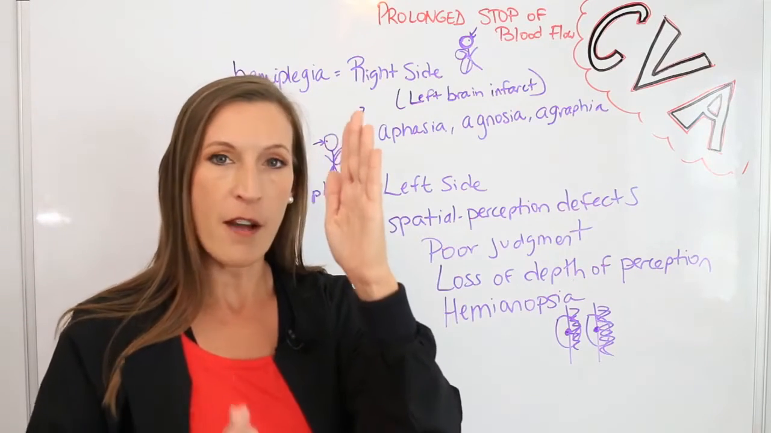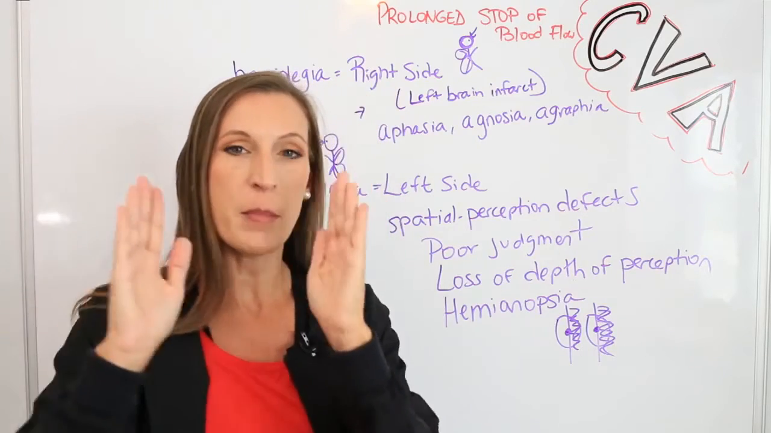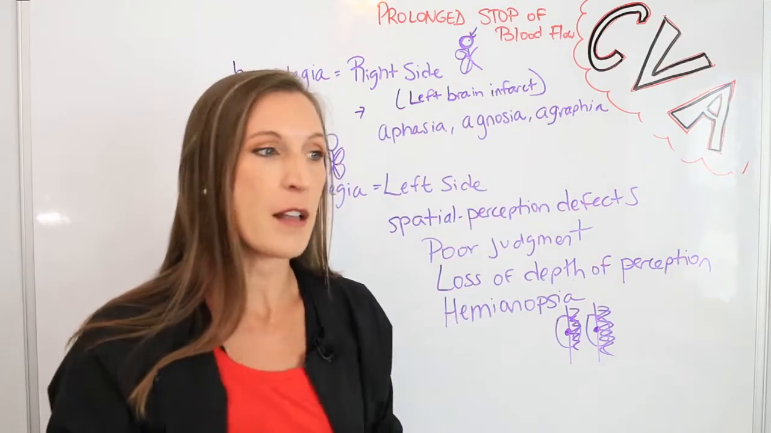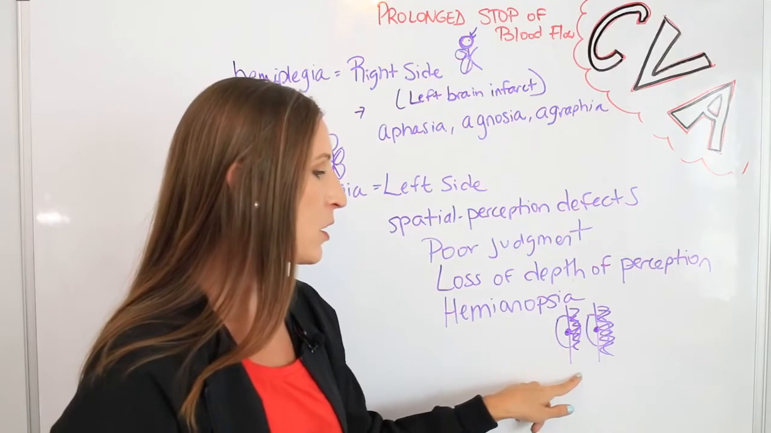So you have half and half, and they can't see this way, but they can see the other way with the other side of their eyes. That is hemianopsia, and here's a picture of what it kind of looks like.